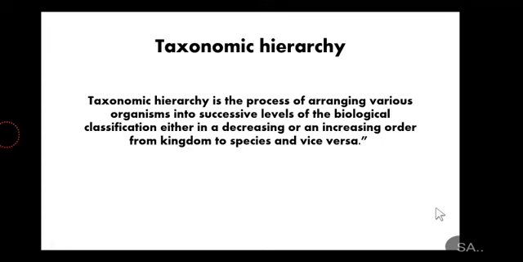Okay, so here you can see that I have added a definition of taxonomic hierarchy. So let's read it out. Taxonomic hierarchy is a way of arranging various organisms into successive levels of the biological classification, either in a decreasing or an increasing order from kingdom to species and vice versa. Whenever you are grouping the organisms, you have the smallest unit and the biggest unit. As this word taxon is indicating a sort of group, we are having different groups of organisms, and then on the basis of groups we are moving towards the higher levels. So how do we do it? You will learn here.